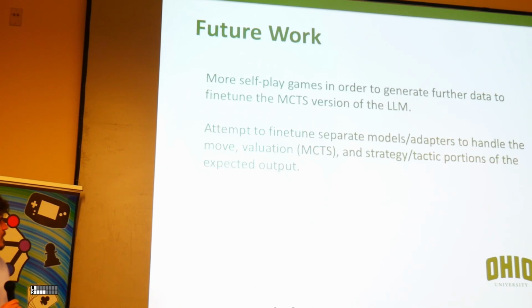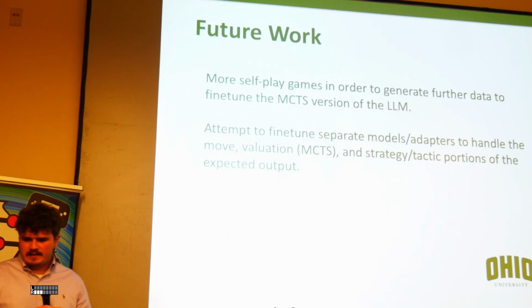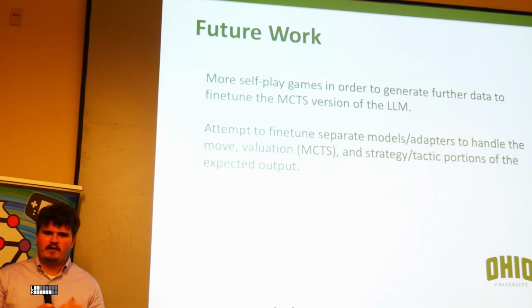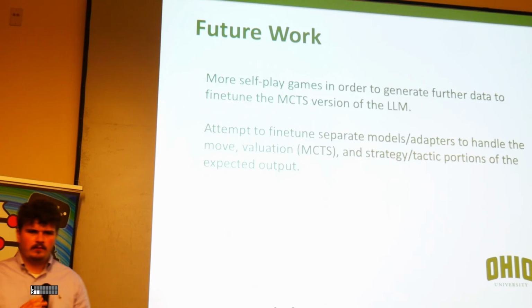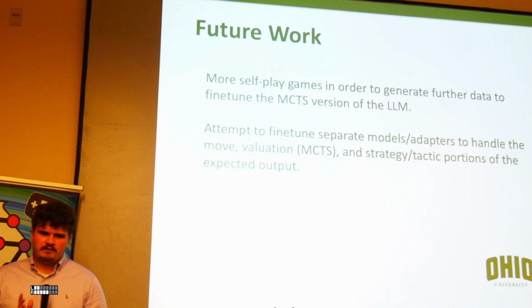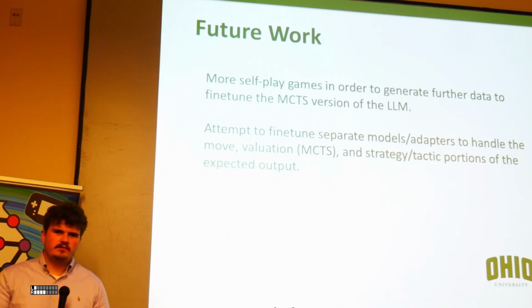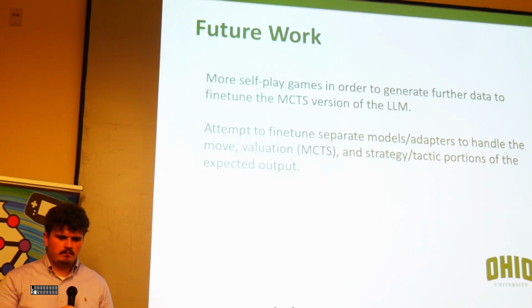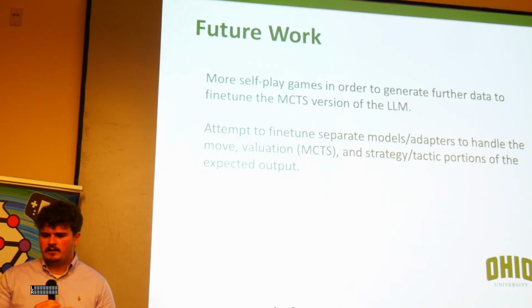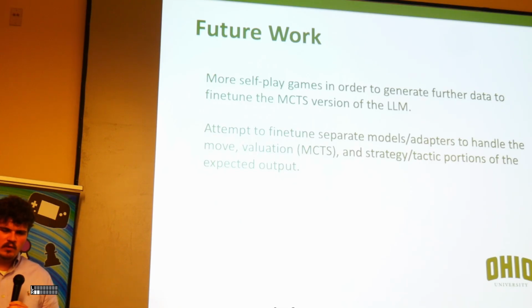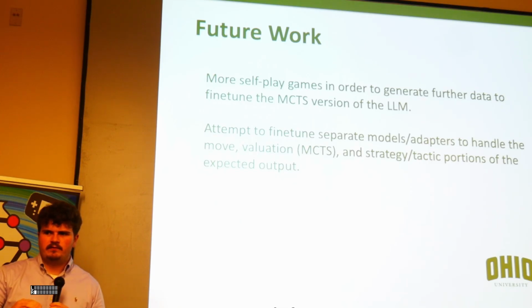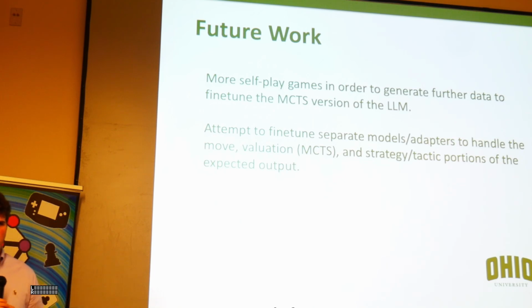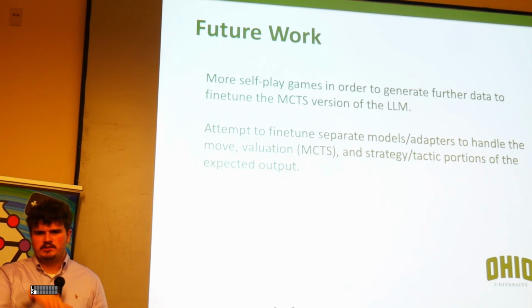Future work for me, I think, is more self-play games. We need more data. I'm fine-tuning an MCTS version of the LLM, so instead of generating a move, a tactic, and a strategy, it generates a move evaluation. So like, how good is this position for you? And then a tactic and a strategy sentence. Given that valuation, we can use that at the depth at our leaf nodes in Monte Carlo tree search to inform which path up is best.